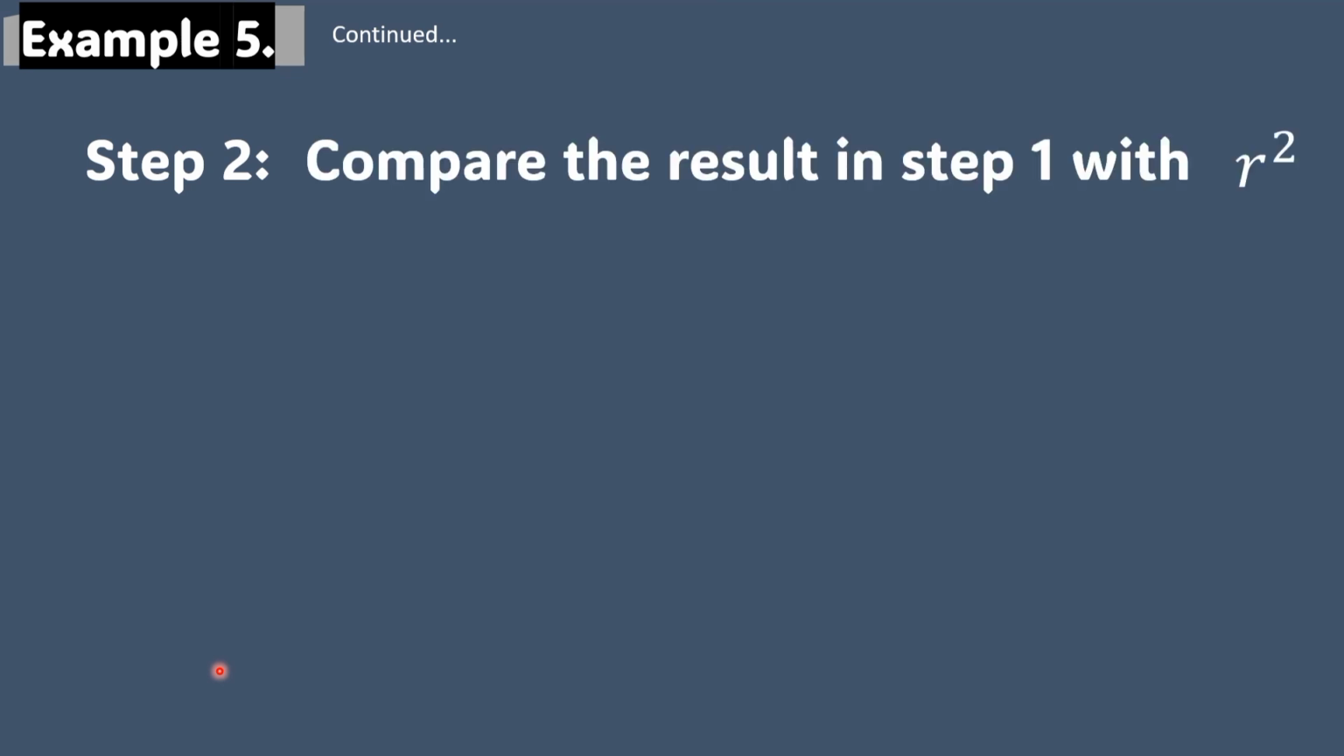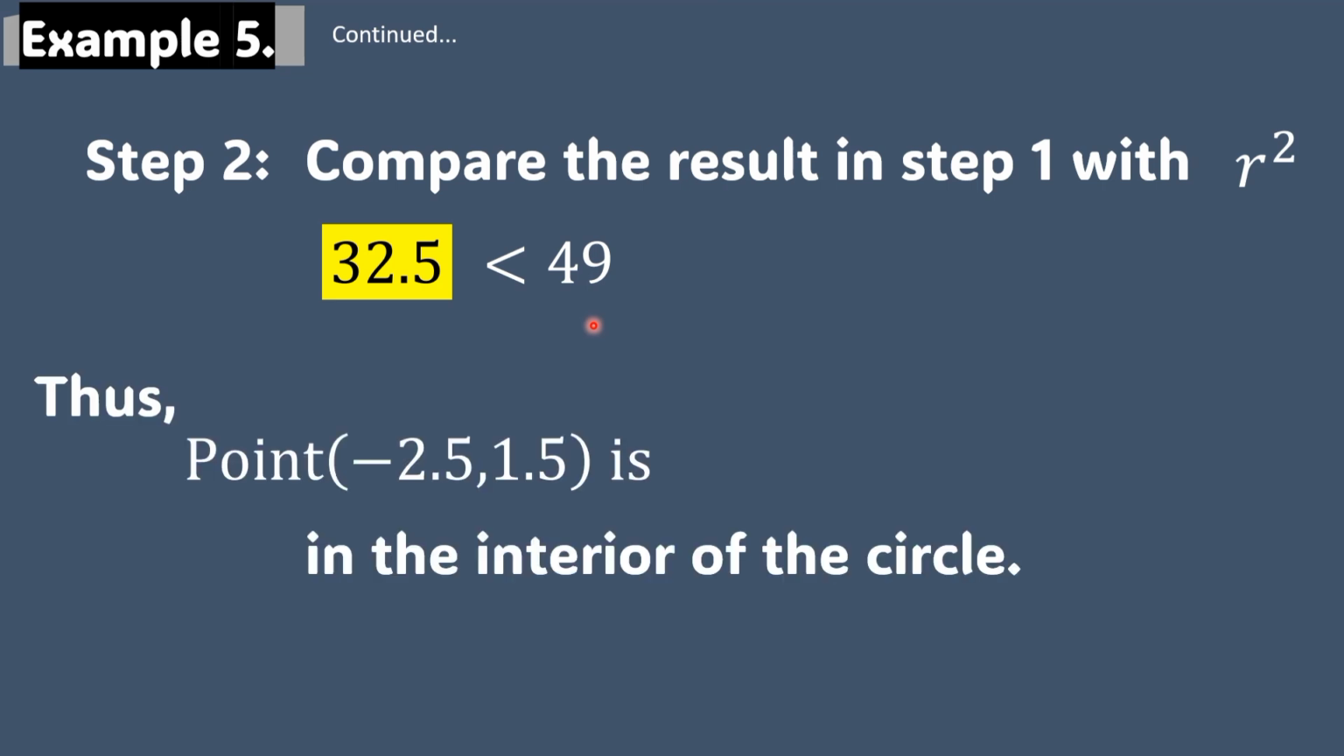Step 2. Compare the result in step 1 with the r squared. The result in step 1 is 32.5, which is less than 49. Thus, point (-2.5, 1.5) is in the interior of the circle.